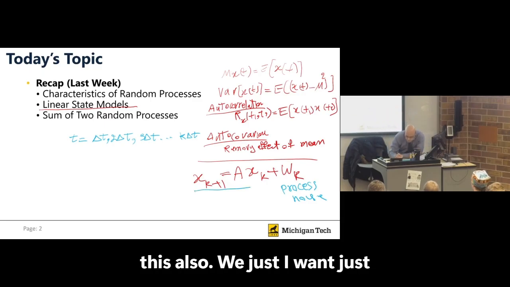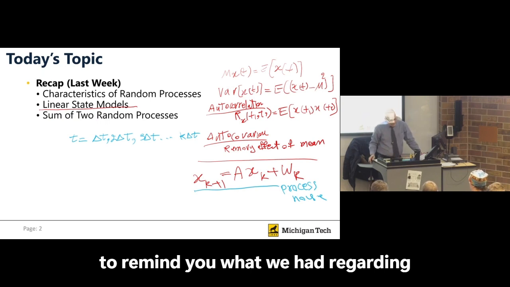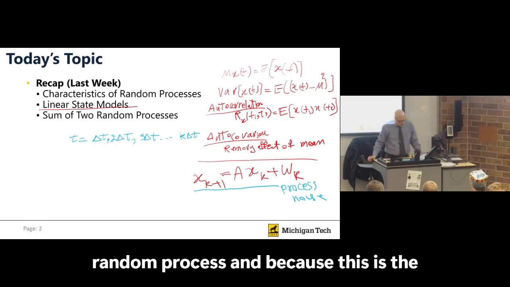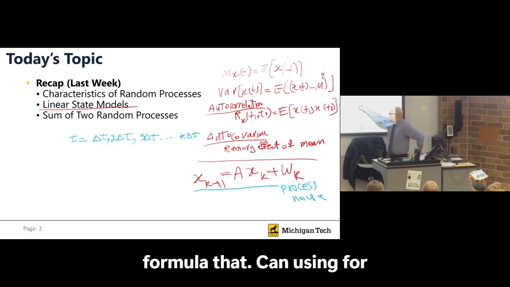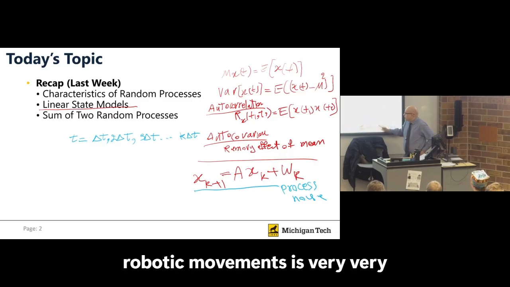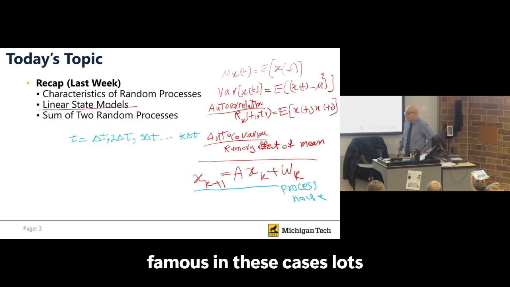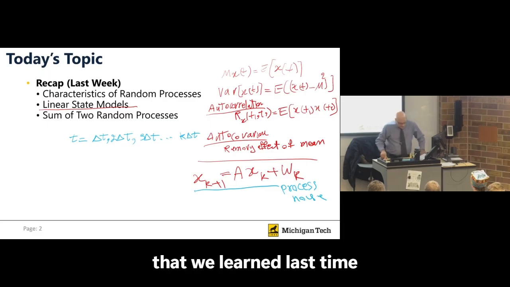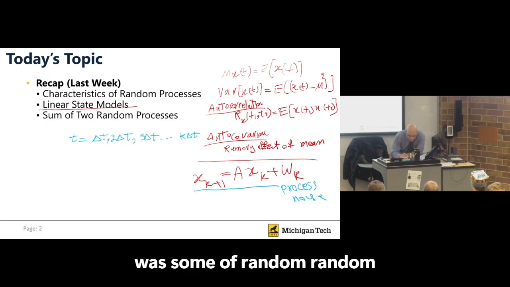I just want to remind you what we had regarding random processes. There are lots of applications in random processes, and because this is the formula that you can use for motion or tracking, and robotic movements, it is very, very famous in these cases, with lots of applications. Another thing that we learned last time was the sum of random processes.